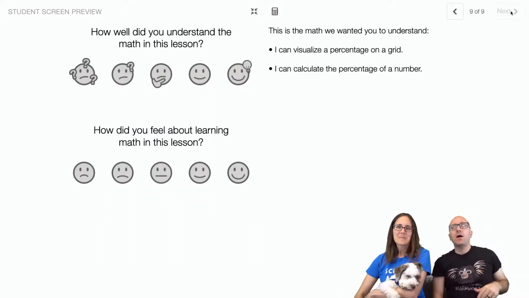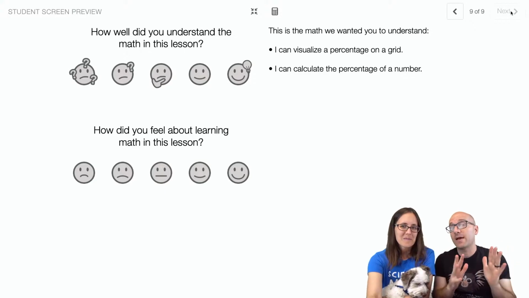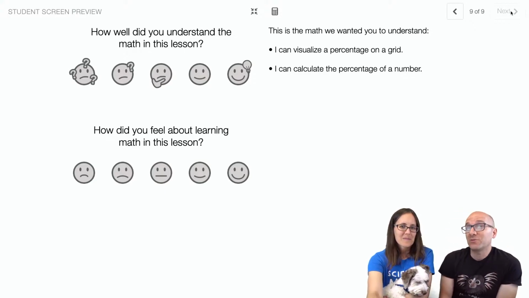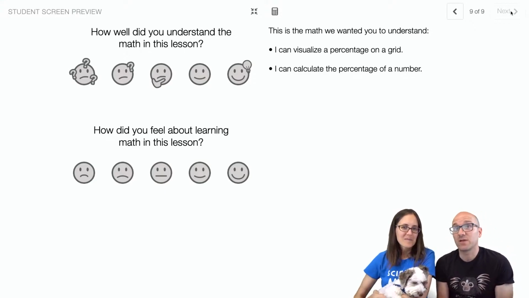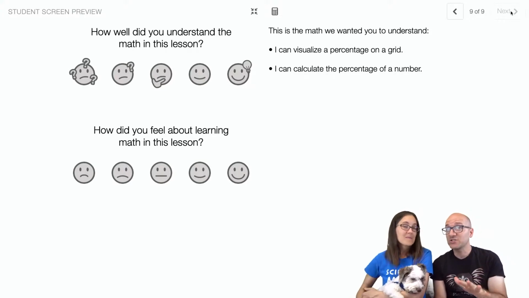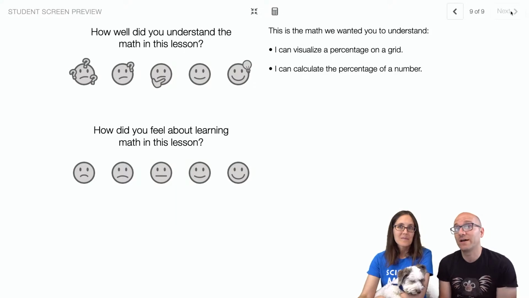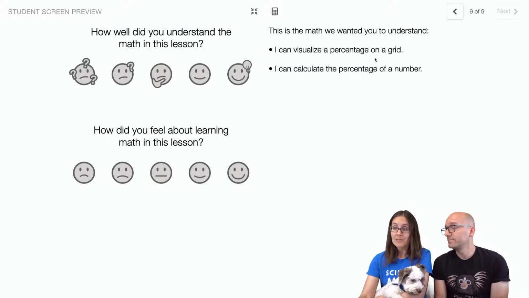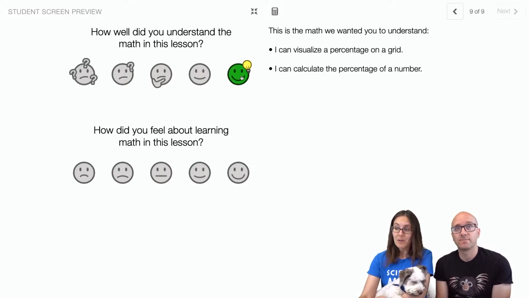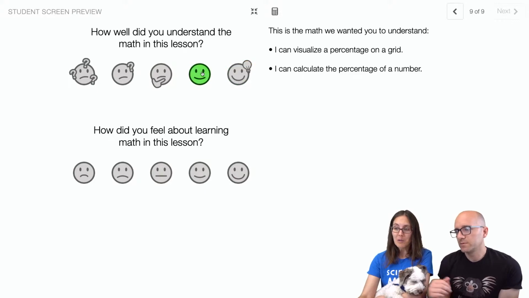All right, so how well did you understand the math in this lesson? Do you think you could maybe teach this to someone else? Are you able to visualize a percentage on a grid? And could you calculate the percentage of a number? I definitely feel stronger in calculating percentages than I did before this lesson. Good. I am happy about this. Visualizing a percentage on a grid, I'd say I'm a little bit more here with that. I could use some more practice. But overall, I'm going to pick one of these.